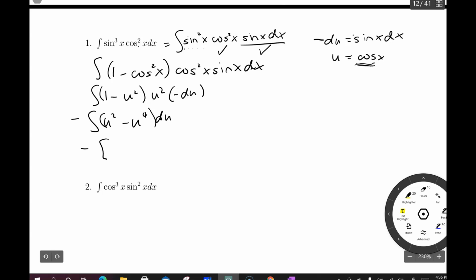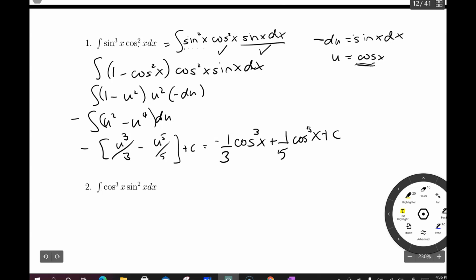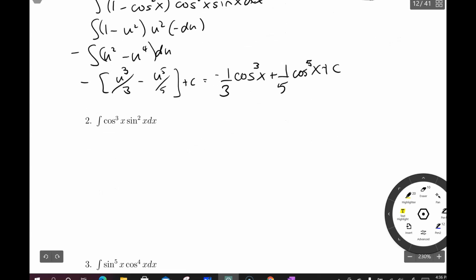And then I'm ready to take the antiderivative. That's u cubed over 3, right? And then minus u to the 5th over 5. And put the x's back in. Plus c. Oops, supposed to be a 5 there, right? Okay, there you go.